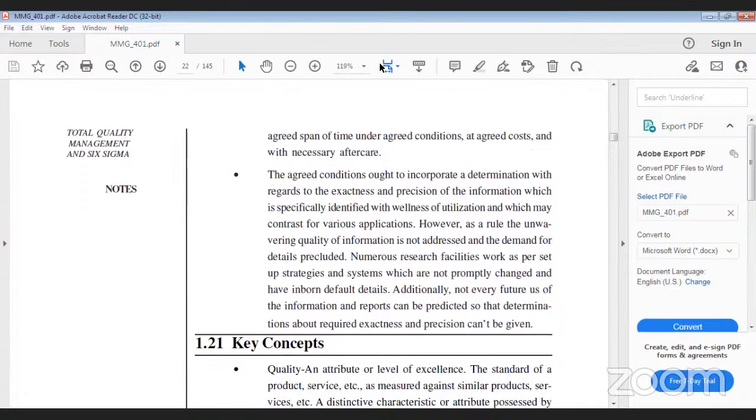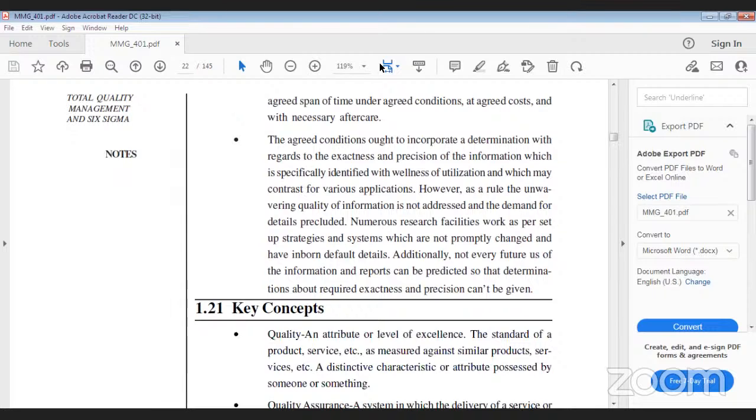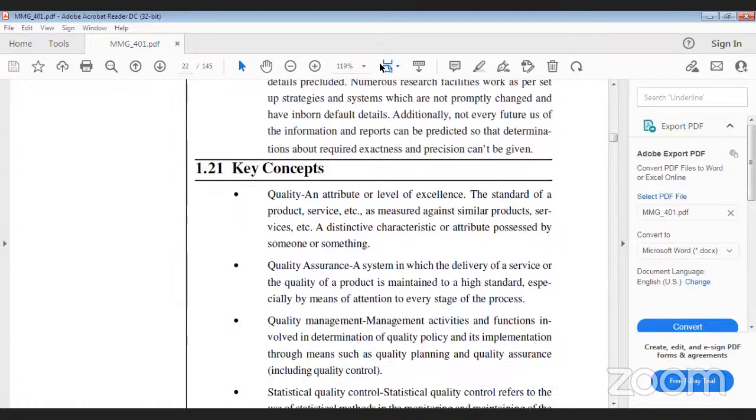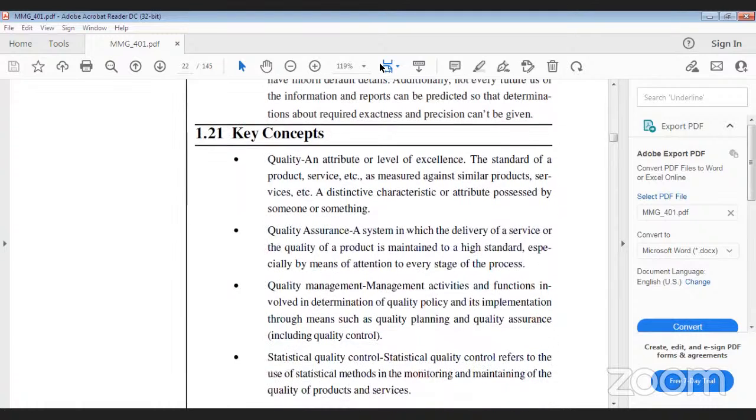There are some key concepts in your books at the end of each unit here. First one is quality. It is an attribute, a level of excellence. Then quality assurance. It is a system in which delivery of services or quality of product is maintained. Then quality management. Management activities and functions involved in determination of quality policy. Then statistical quality control. Quality control refers to the use of statistical methods in monitoring and maintaining the quality of products and services.